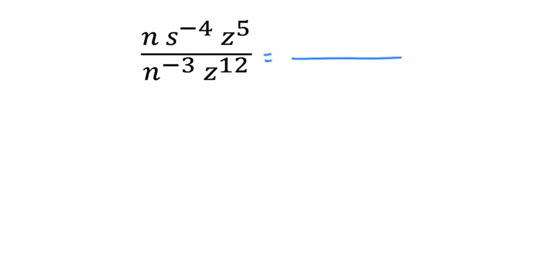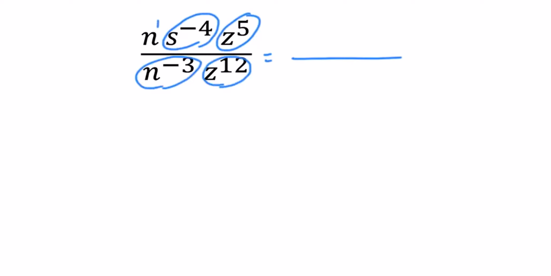Each variable has its own exponent. So here, 5 is for z, negative 4 is for s. So the exponent for n is to the first power. And on the bottom, the 12 is for z, and the negative 3 is for n.